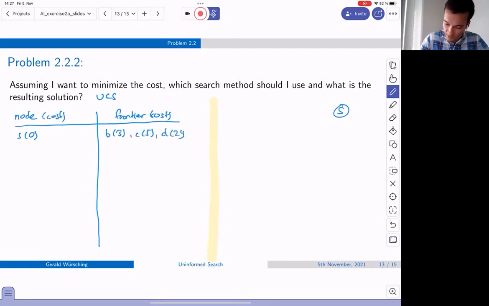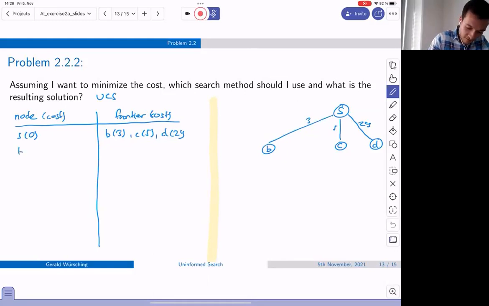If we draw it like this, I have to draw it a little differently because I need space here. So we have C, B, and D, and 3, 5, 29. All right. So who can tell me what the next node is that we'll be expanding with uniform cost search? Yes, exactly, B. So we have B3.